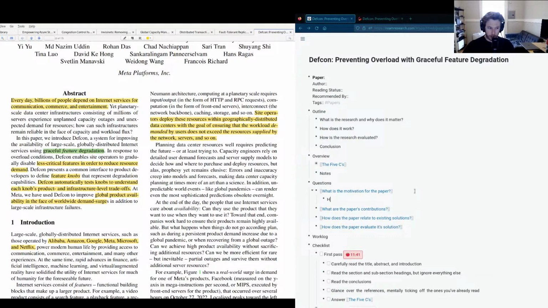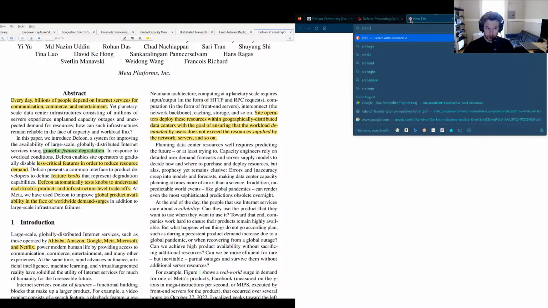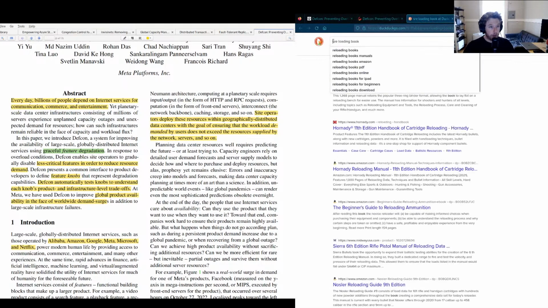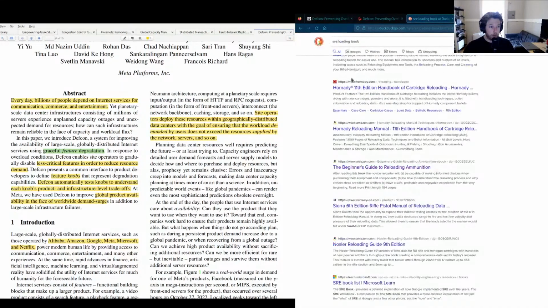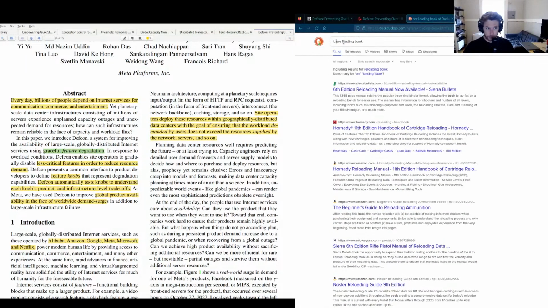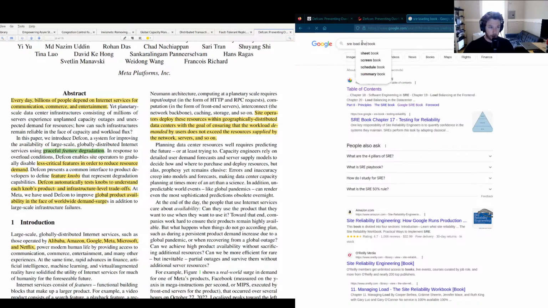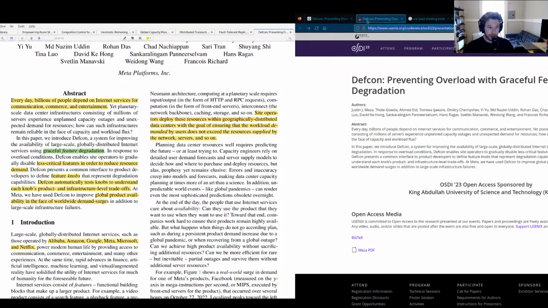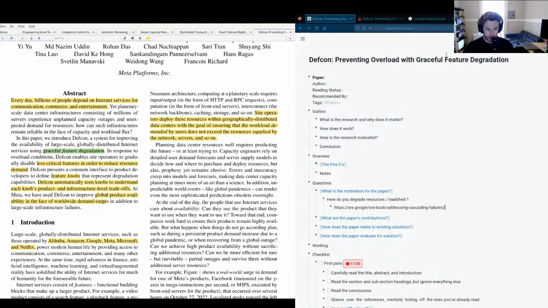So basically the motivation is, how do you degrade resources? This is also called load shedding. If you search the SRE load shedding book or SRE book, there's a chapter on managing load and addressing cascading failures. So load shedding is a common idea.